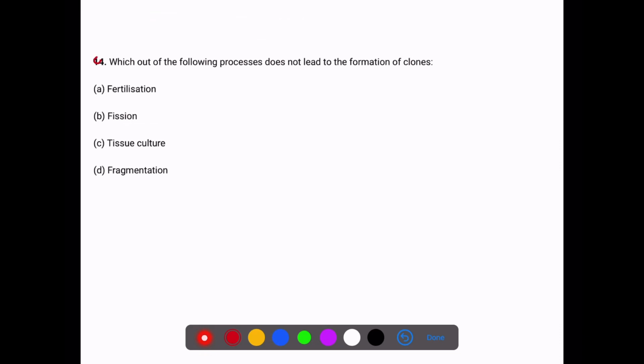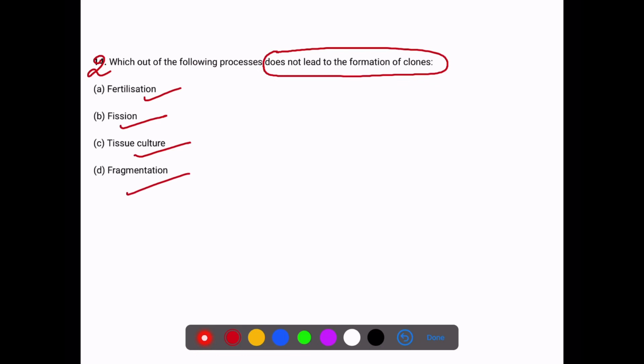The second question is, which out of the following processes does not lead to formation of clones? Is it fertilization? Is it fission? Is it tissue culture? Is it fragmentation? Just work out the difference: which are the asexual methods, and which one is the sexual. You will get your answer.